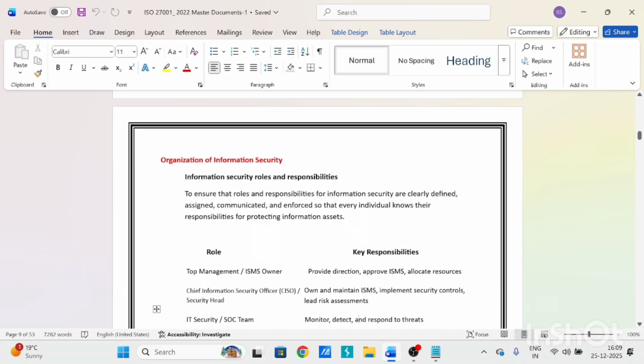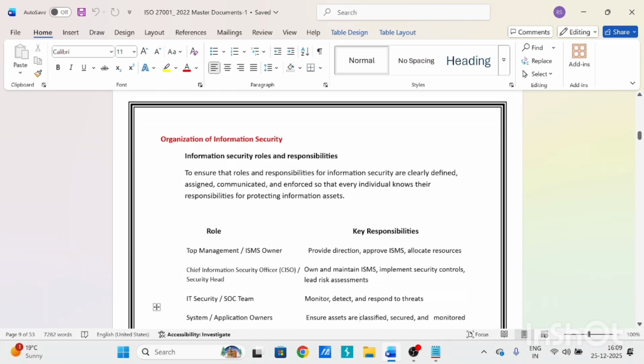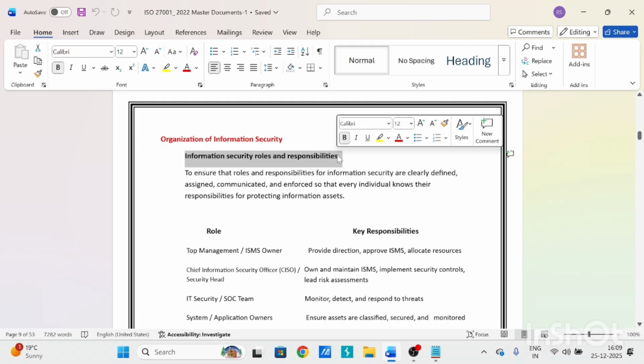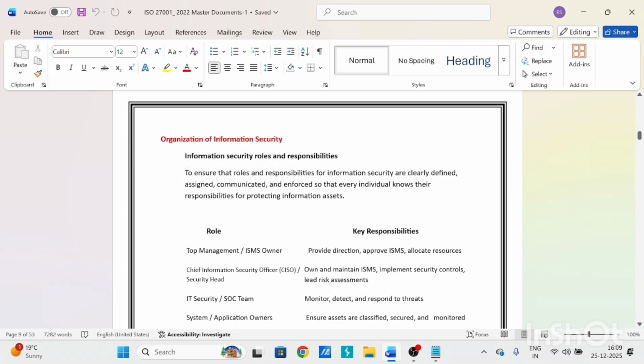Organization of information security. This deals with information security roles and responsibilities, meaning who needs to take care of what kind of security controls, to ensure that roles and responsibilities for information security are clearly defined, assigned, communicated and enforced, so that every individual knows their responsibilities for protecting information assets.